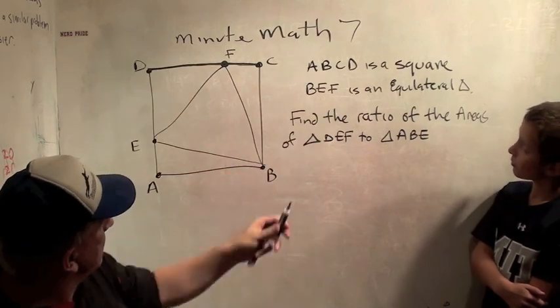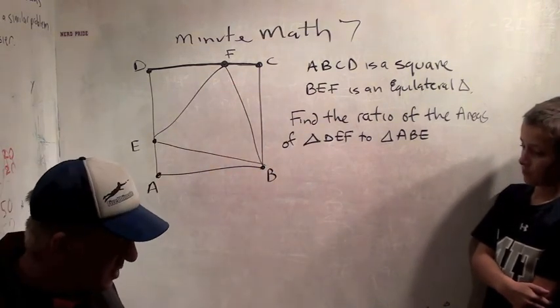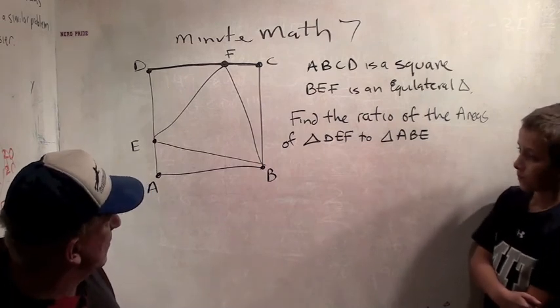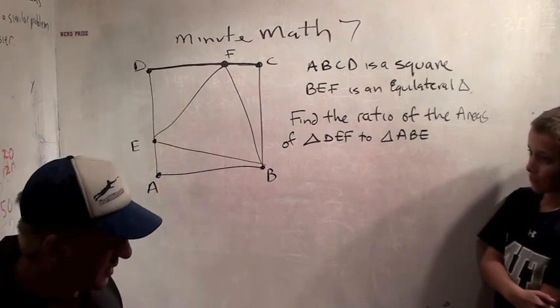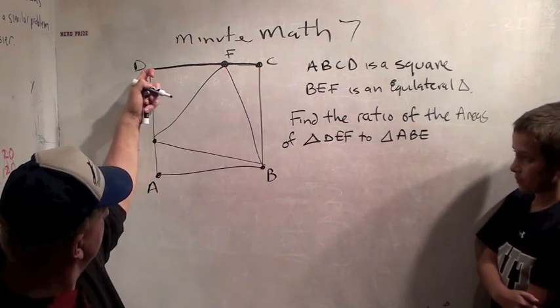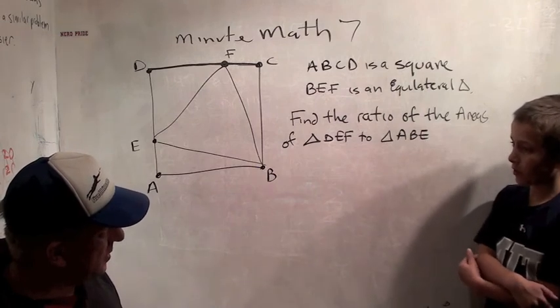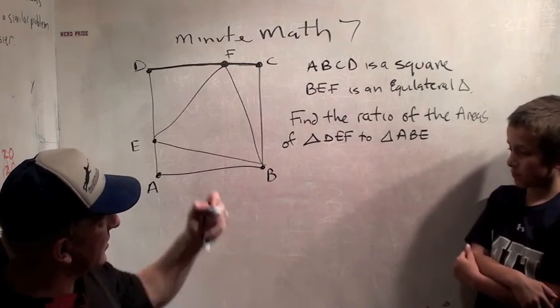ABCD is a square, and BEF is an equilateral triangle. So let's talk about what that means. What does it mean that this is a square? What are some things that we know about squares? All four sides are equal. Awesome. What else do we know about squares? We know that all the sides meet at right angles.